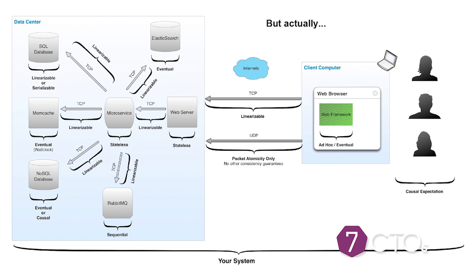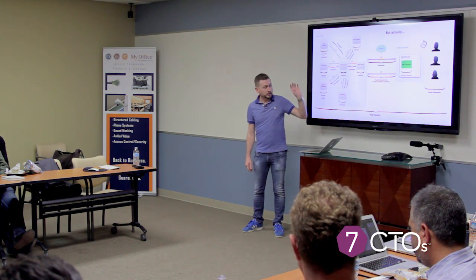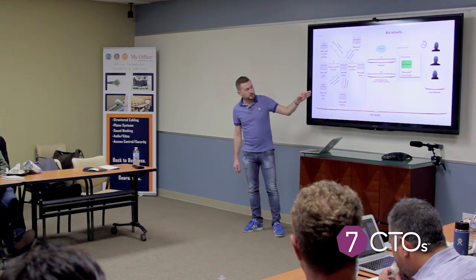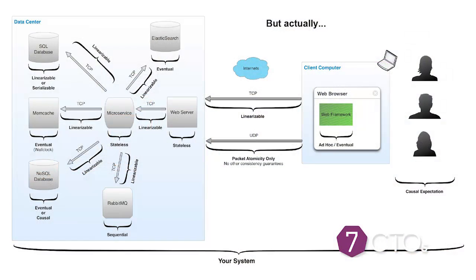In our system, we have a tendency to view our system as just being the database, or just the database plus an application server or a microservice or whatever. But the reality is that our system is the whole thing, including the users themselves, their causal expectation, the ad hoc consistency model in the web browser. If you're lucky enough to use UDP, you have an atomicity guarantee. With TCP, you're talking about linearizability insofar as that TCP connection guarantees that I'm not going to get a packet out of order.